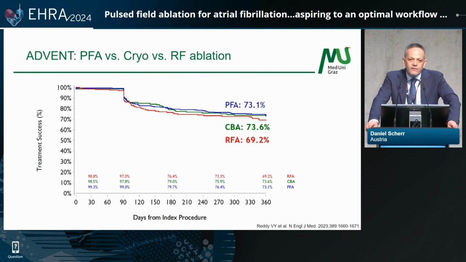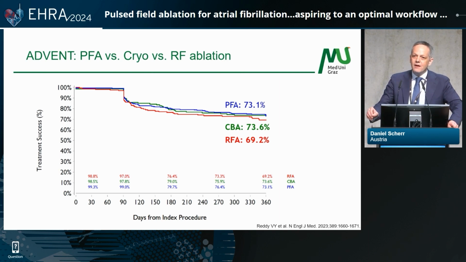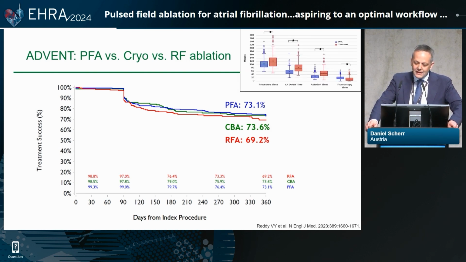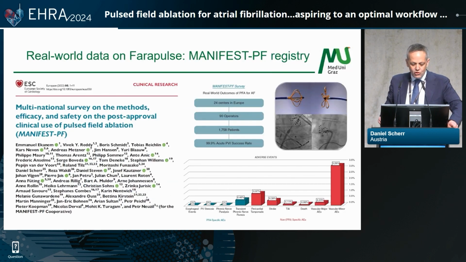So you're all aware of the ADVENT trial, and you could say, well, PFA did just as good as cryo and RF. I say it did at least as good. And why is that? Remember that this is a first-generation device compared with second and third-generation cryo and RF devices. And also consider that the investigators in this trial did thousands of thermal ablation procedures before and were given the PFA catheter for the first time. It also showed a nice decrease in procedure duration and ablation time.